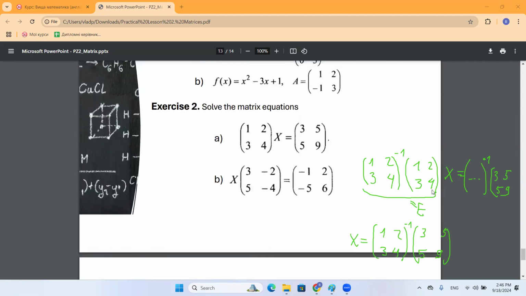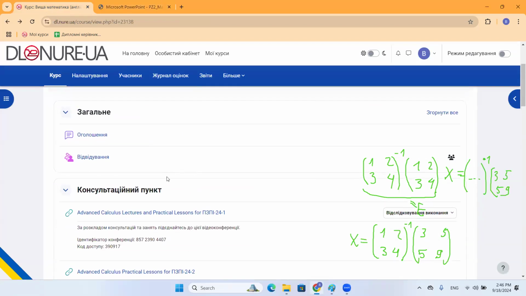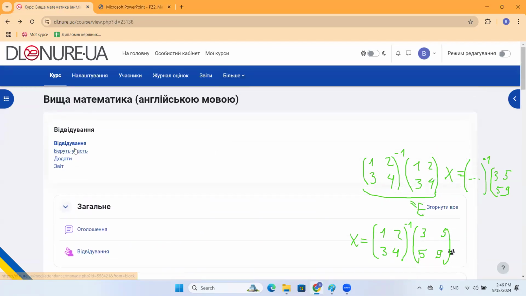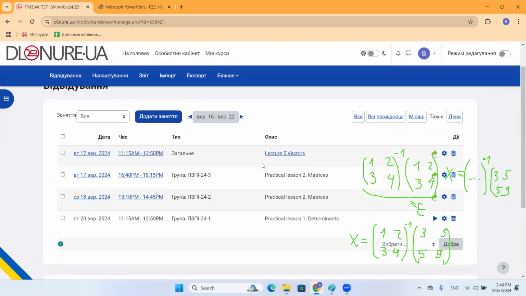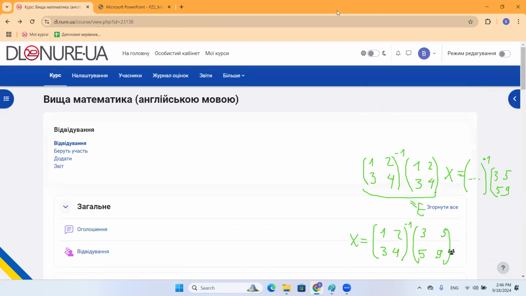Here are different dimensions. By the way, did you check in on DL? So did you mark yourself as present? I hope yes. Okay. So any questions for me?